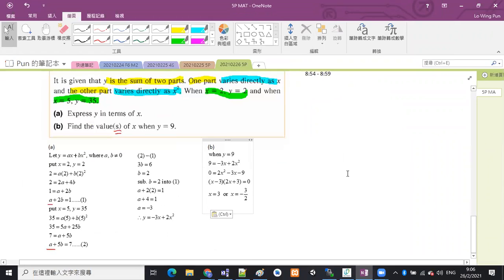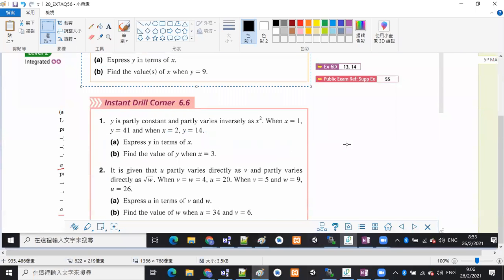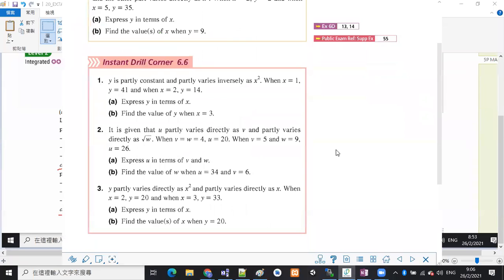All right, do you have any problems up to now? If no, I would like you to do the instant drill corner 6.6, number 1, 2, and 3.